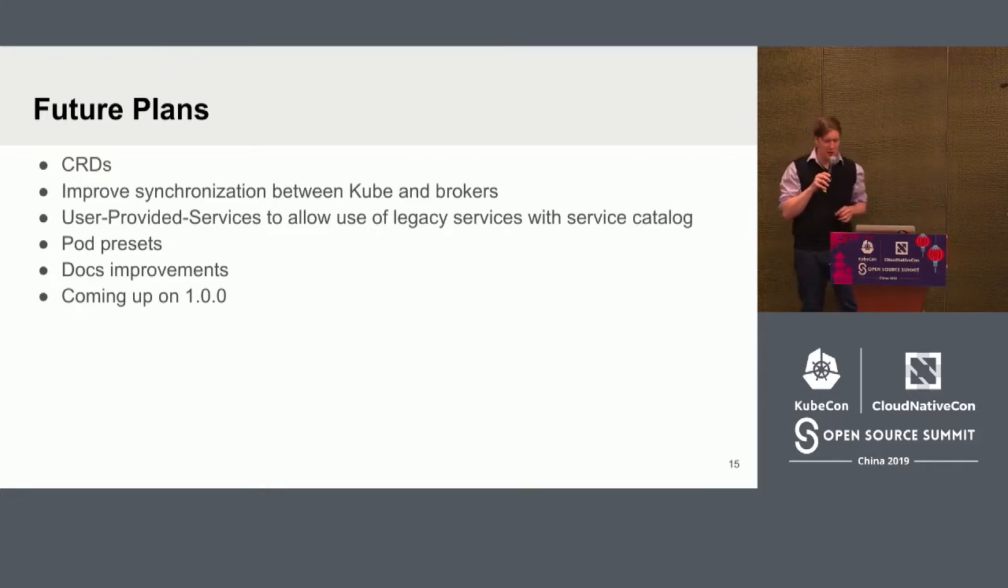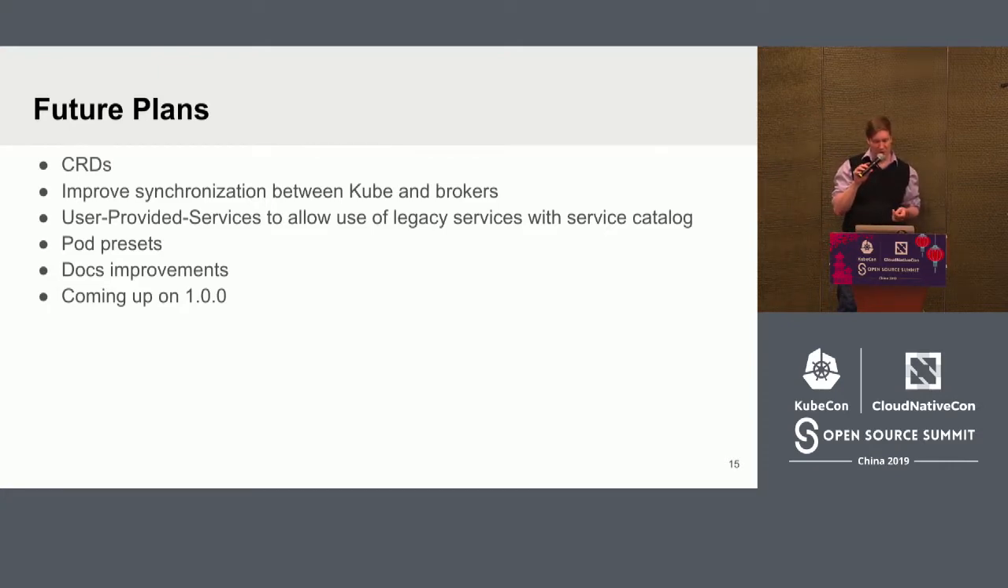Pod presets. Currently the end result of using Service Catalog is you create a binding and it creates a secret in a namespace with your credentials in it. Beyond that, it's really left up to the user. You have to attach it to a pod or a deployment and make use of it manually. So we're working on improving that by adding a feature called pod presets, which would allow you to automatically inject a binding into a deployment or pod.